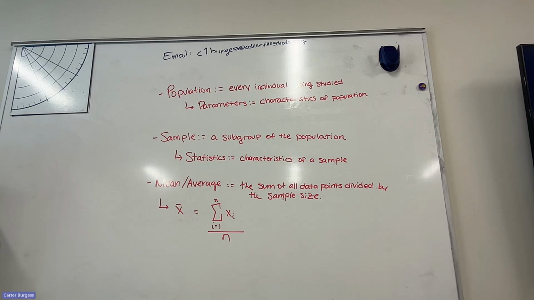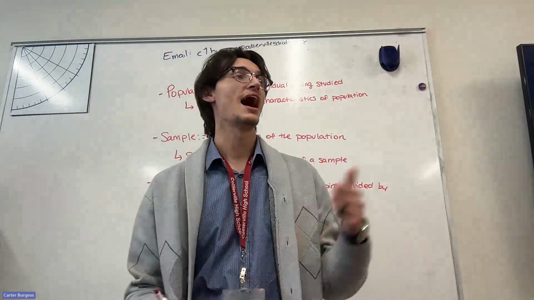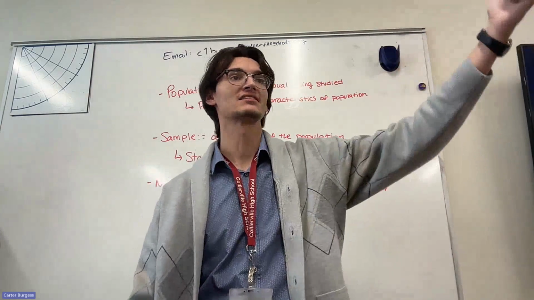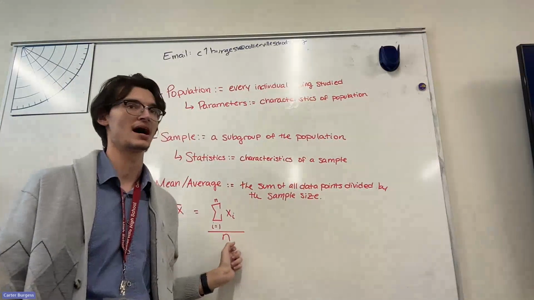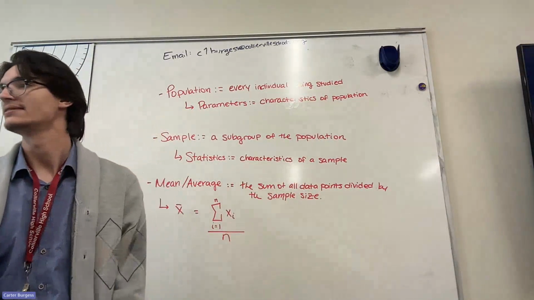So again, this looks complicated. An index just means that x sub 1 versus x sub 2 versus x sub 3 is the first or second or third data point that we're looking at. So for instance, if my n was equal to 3, if I had 3 data points, I would add the first data point, the second data point, the third data point, add them all together, and then divide by that n, that's 3.